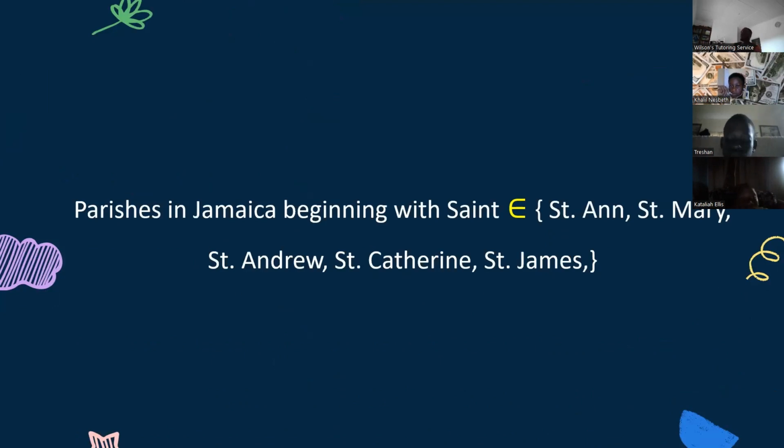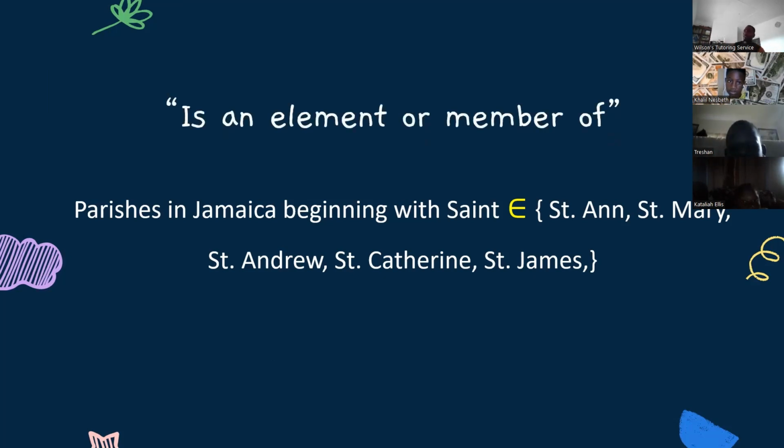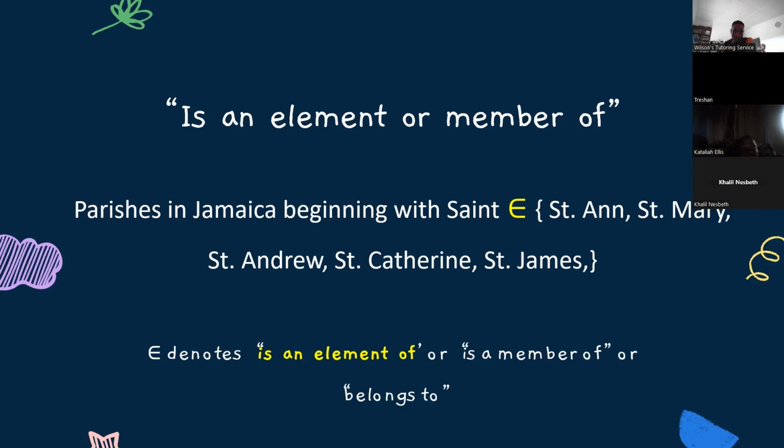So, parishes in Jamaica beginning with Saint. And then I have this yellow sign here. Then I have Saint Mary, Saint Andrew, Saint Catherine, and Saint James. This symbol actually means is an element or member of. So technically what it's saying is that the parishes in Jamaica beginning with Saint, these are the members that would fit in that set. So wherever you spot that symbol, it's saying these elements belong to or are a member of that set.